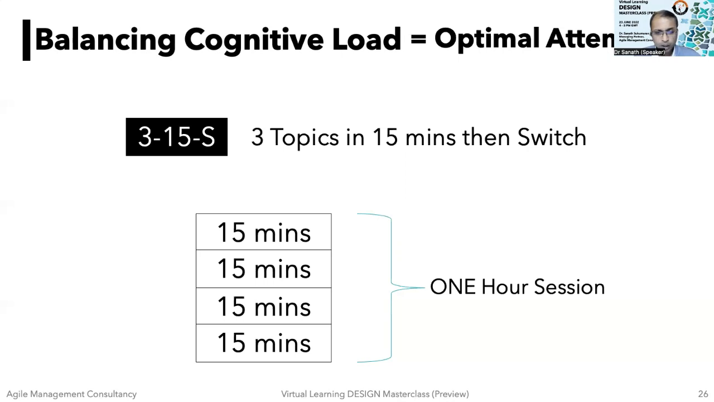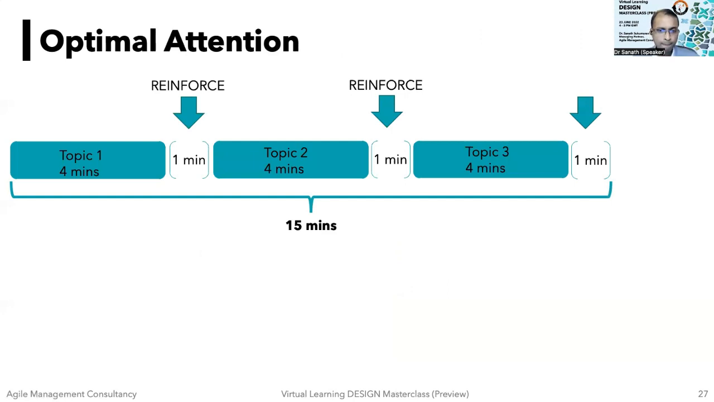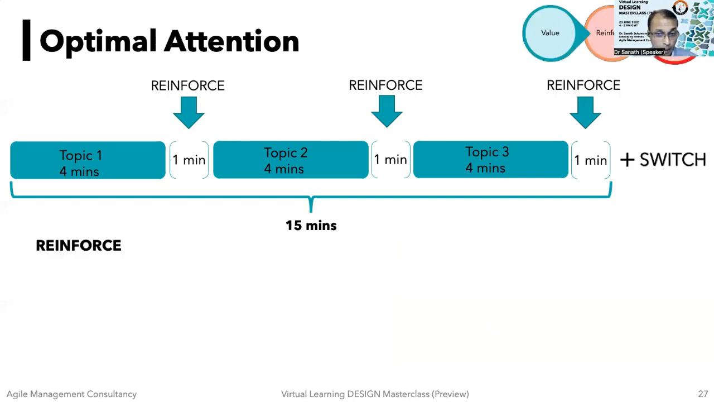So I'm going to give you some tips on how to boost optimal attention. Let's say you have a 15-minute lesson. You have a first topic, say 4 minutes, then a reinforcement activity. Topic 2, maybe 4 minutes. And topic 3, 4 minutes. So you've got reinforcement activities all the way. Now, what kind of reinforcement activities? You might tell me, Sanath, what can I do with 1 minute? It's so short. Trust me, you can. I'll give you a few examples.